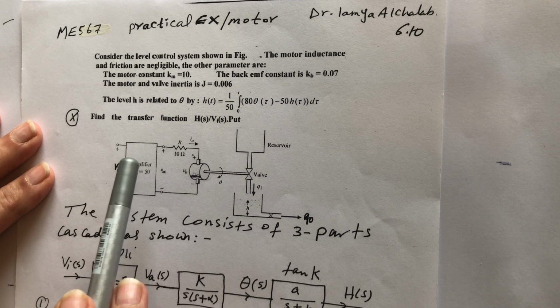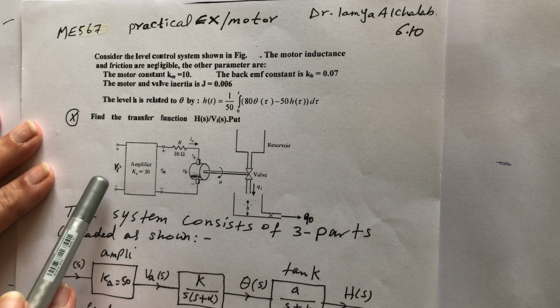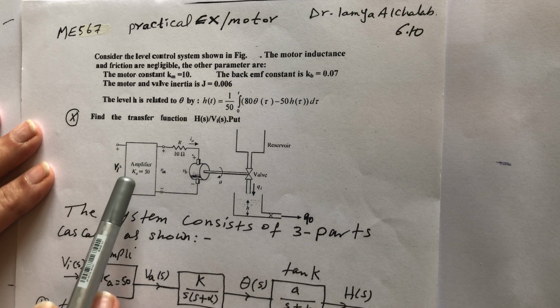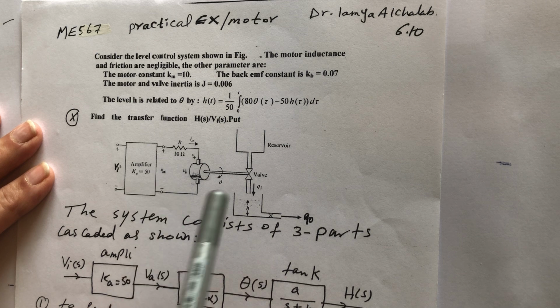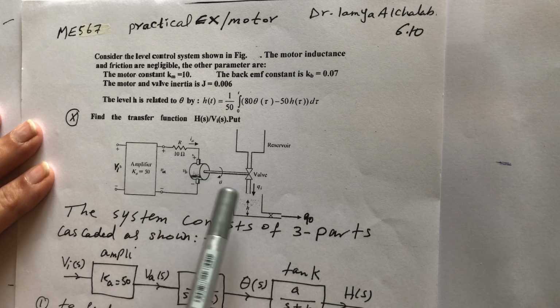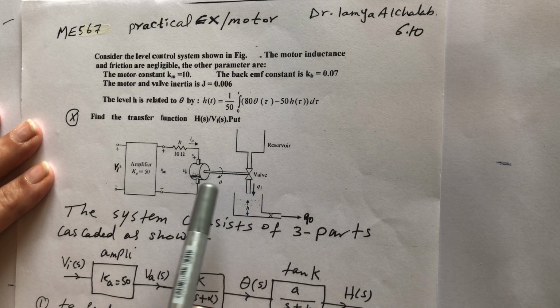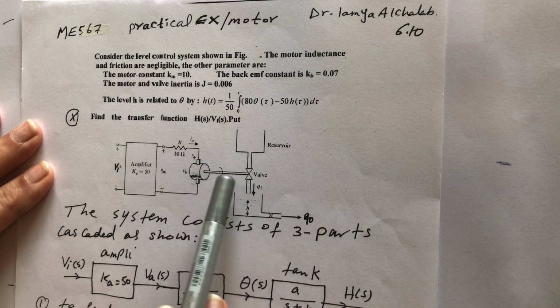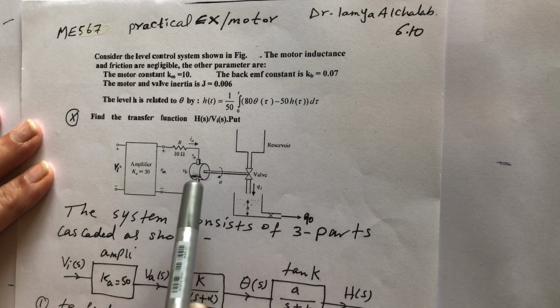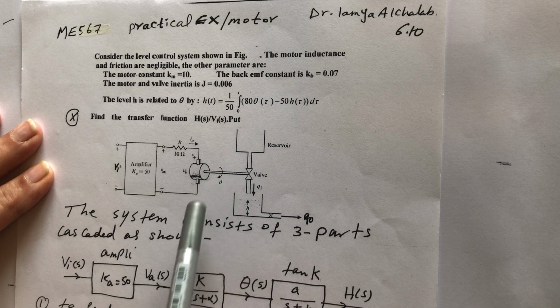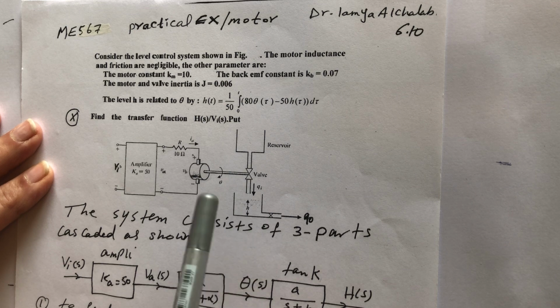an armature control. I have Vin, I have an amplifier, and I have this motor. It's giving me RA, it means LA is negligible, and at the shaft of the motor we connected this valve, and there is a reservoir on the top, and this motor will open the valve whenever this level goes below a certain level.